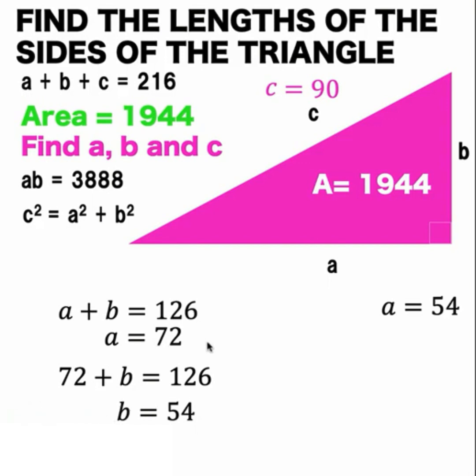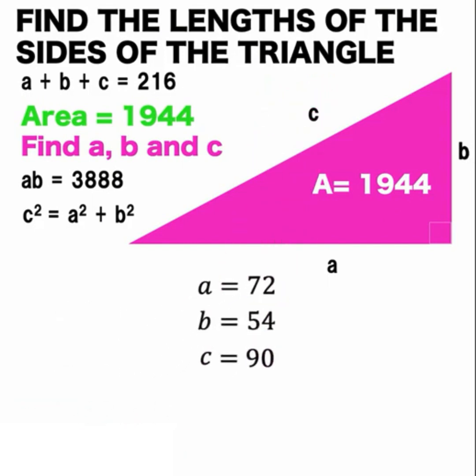So, which between A equals 72 or A equals 54 is the right answer here? Notice that side A is longer than side B. And therefore, we accept that it is the A that is 72 and it is the B that is 54. And to check our answer, we now have these three values for A, B, and C. The perimeter is the sum of these three values, and it is correct because the sum is indeed 216.